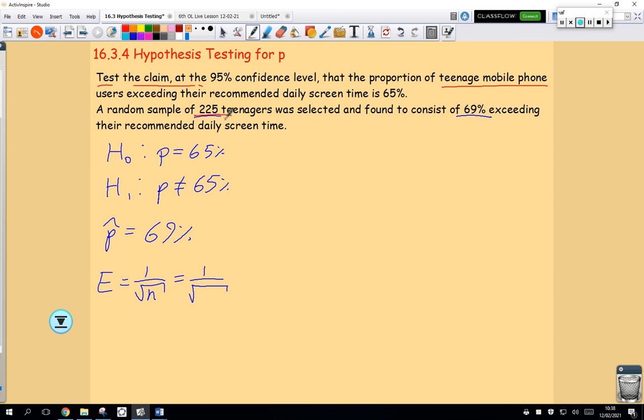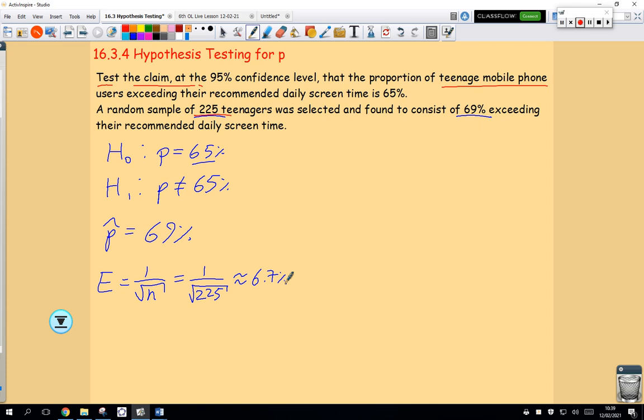Sample size here, 225 teenagers. So again, that goes into your calculator. One thing I would note is that we're dealing with percentages, so turn it into a percentage at the end. So we're typing in 1 divided by the square root of 225, which my calculator rounds off to about 0.067, so about 6.7%.